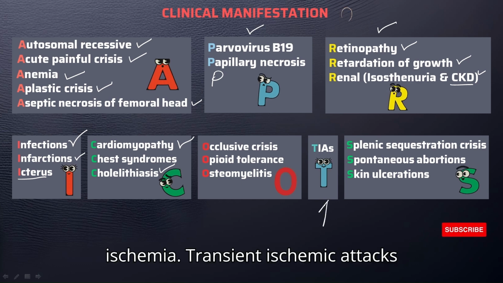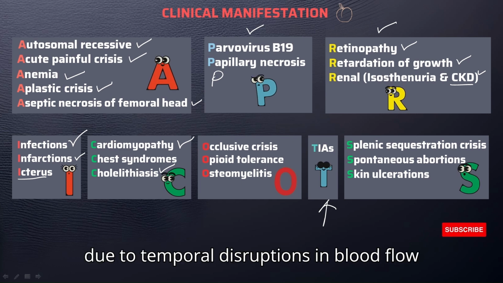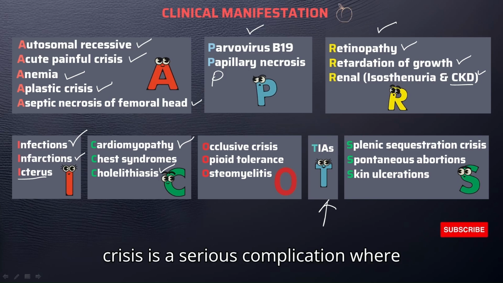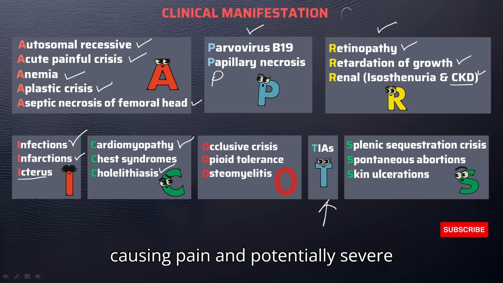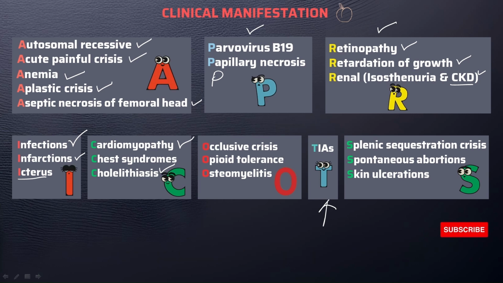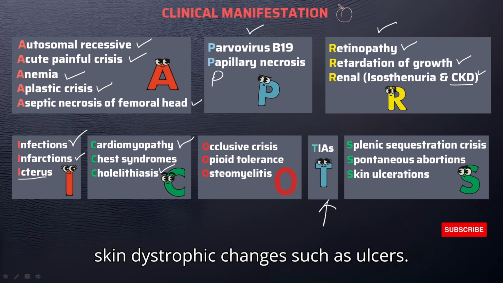Transient ischemic attacks may also be seen due to temporary disruptions in blood flow to the brain. And splenic sequestration crisis is a serious complication where sickle cells accumulate in the spleen, causing pain and potentially severe anemia from rapid blood loss. Other complications of sickle cell disease include spontaneous abortions and skin dystrophic changes such as ulcers.